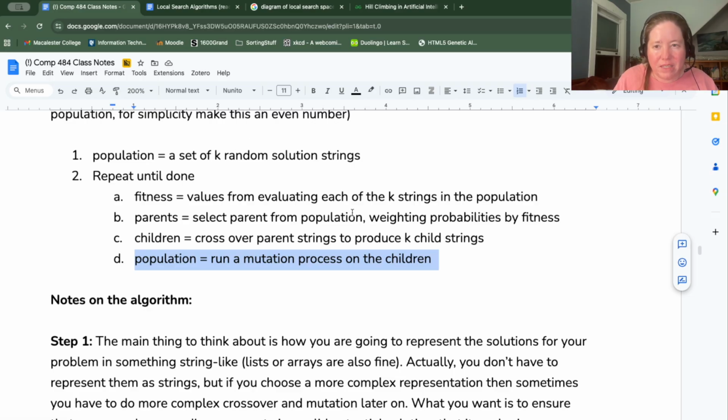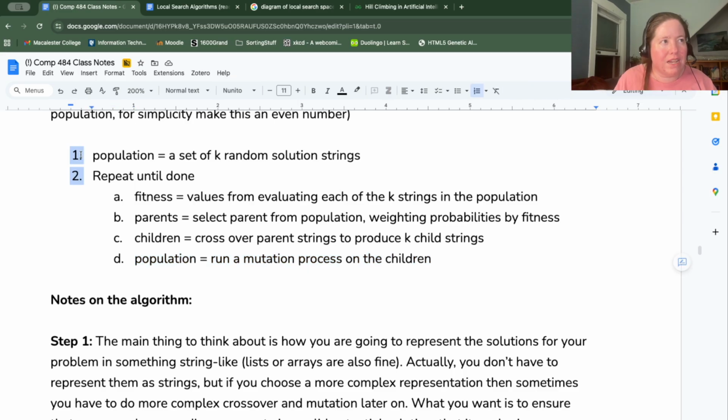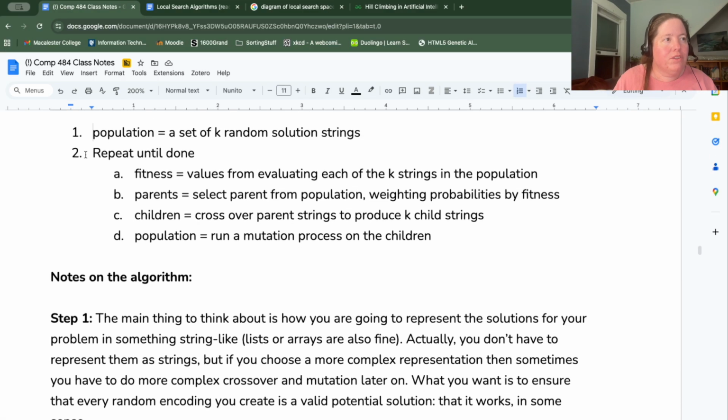There are a couple of things that I want to talk about. I have it broken down by each step of the algorithm, so I'm going to talk through those and we'll look at the notes. We'll keep coming back to this algorithm as we go. For the first step of the algorithm, the very first thing you face is you need to generate k random solutions.